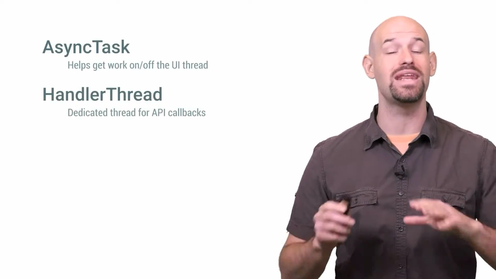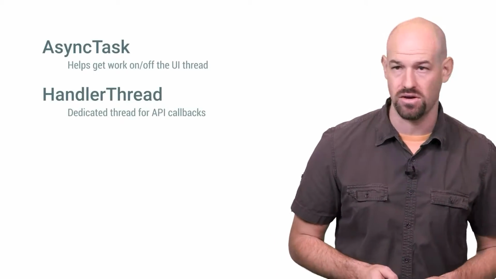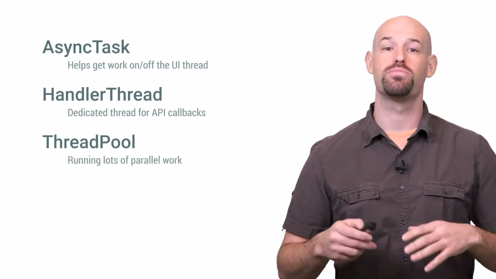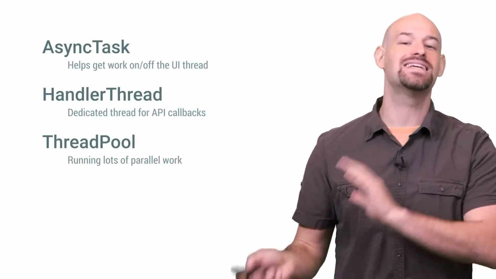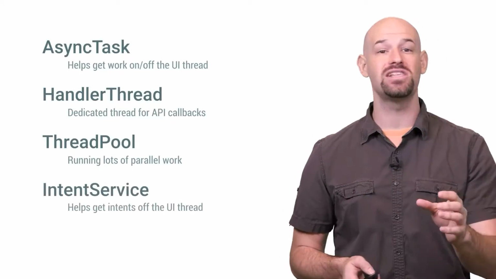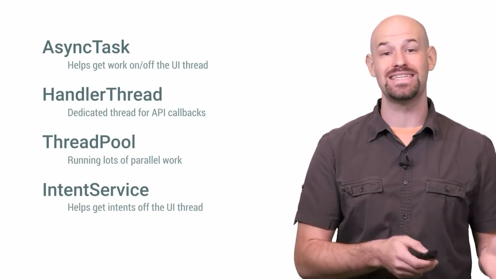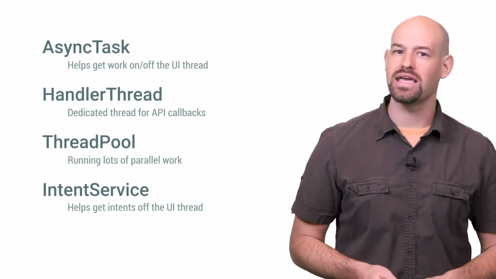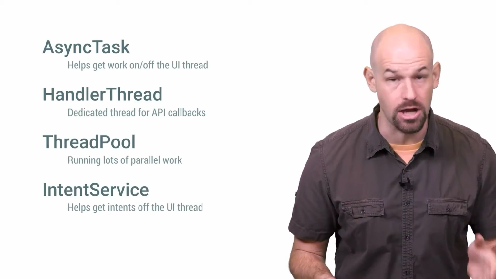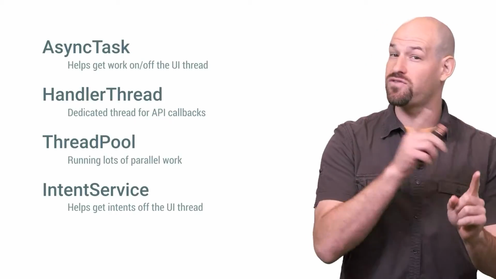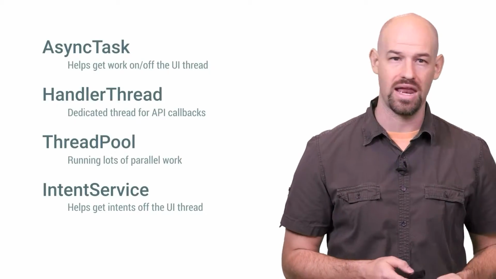HandlerThreads are great when you need a dedicated thread for callbacks to land on. Thread pools work best when you can break your work up into really small packets and then toss them to a bunch of threads. And IntentServices are really ideal for background tasks or when you need to get intent work off the UI thread. And like everything else, there's not a silver bullet here, but knowing which primitive is best for what situation can save you a lot of headaches.